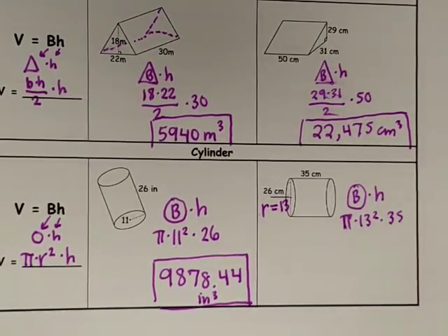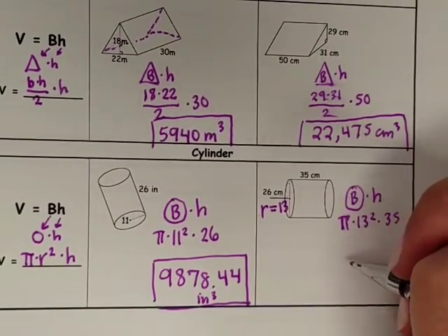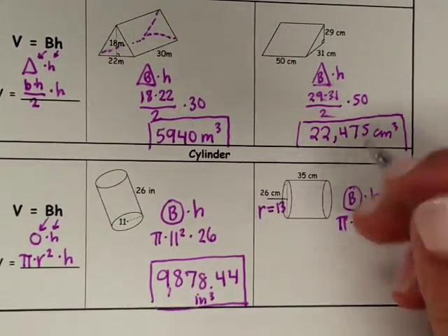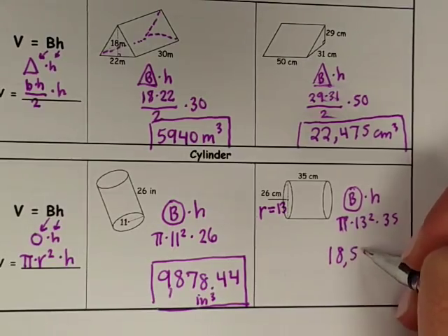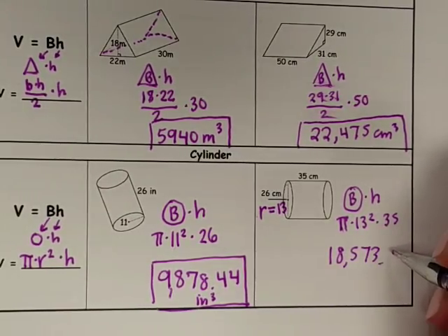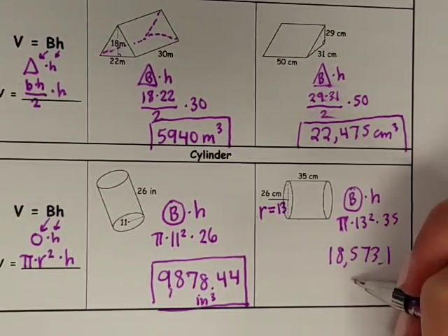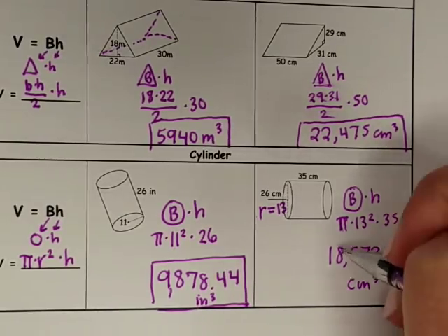And then I go ahead and type that into my calculator, and I get a really large number. Again, all these numbers are pretty large: 18,573.1 centimeters cubed.